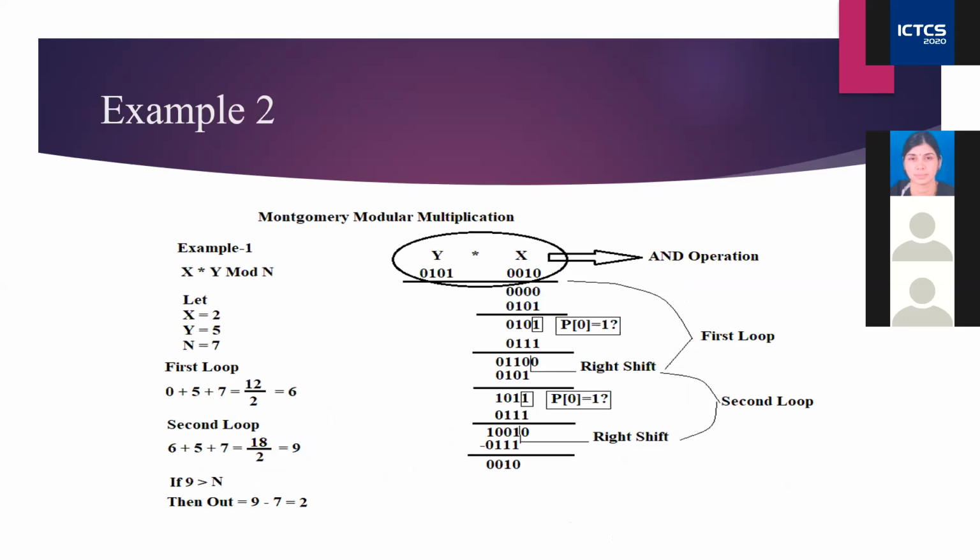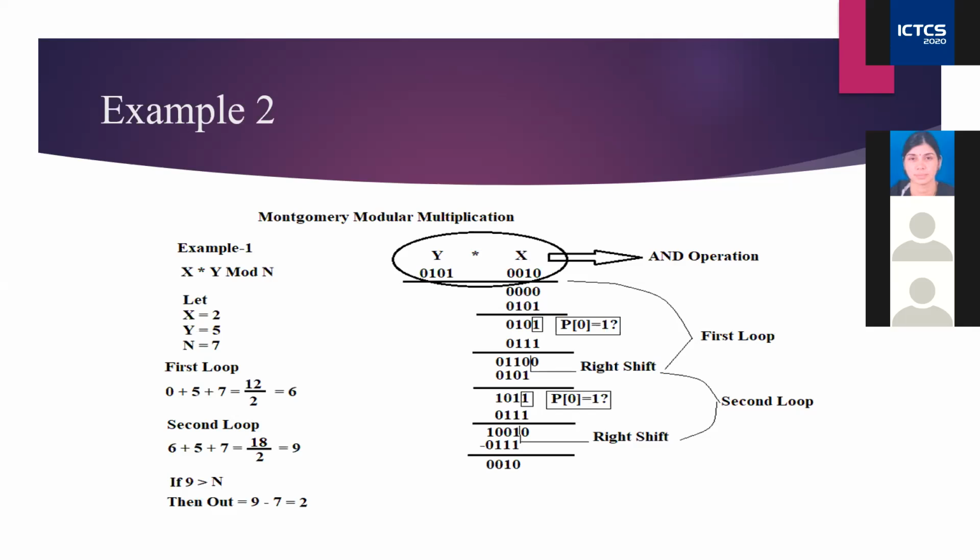Here is a typical example in the case of binary and decimal. First I chose x equal to 2, y equal to 5, and n equal to 7. The same binary operation I have done on the right side. In the first loop, it will be added with 0 and 5. Then it will check whether P of 0, that is the last bit, is 1 or not. Then it will be added with the modulus value. Then it will be divided by 2, and we will get 6.